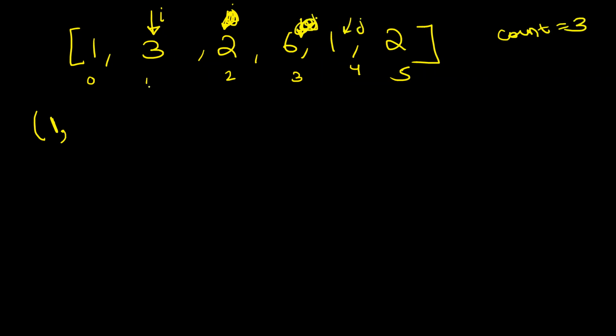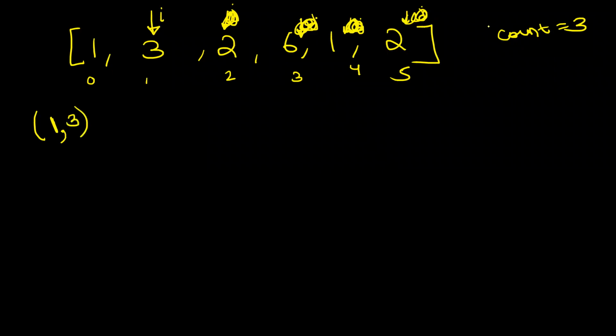And then I'm looking at the pair 1, 4. So 3 plus 1 is 4. Is 4 divisible by 3? No. I move my J forward. Then 3 plus 2 is 5. Is 5 divisible by 3? No. I move J forward. Done. That means when you have fixed your I is equal to 1, there is only one pair possible, which is 1, 3. And you have already added it to the count.